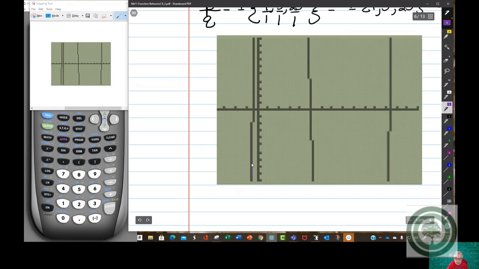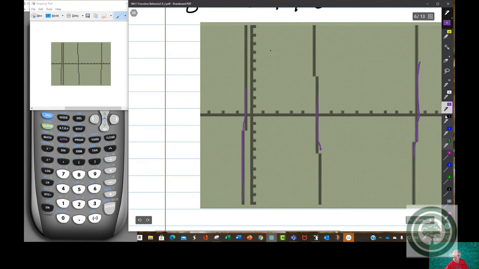Yeah, here it is. It's coming up, up, up, cutting the x-axis here, going up, coming down, cutting the x-axis here, and going down, turning around, coming up, cutting the x-axis here. How do I know it's doing that? Because of end behavior.